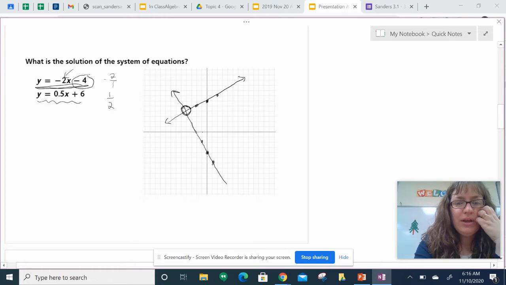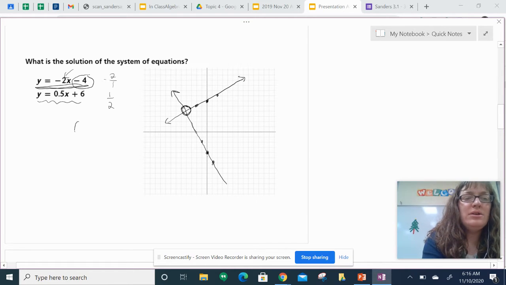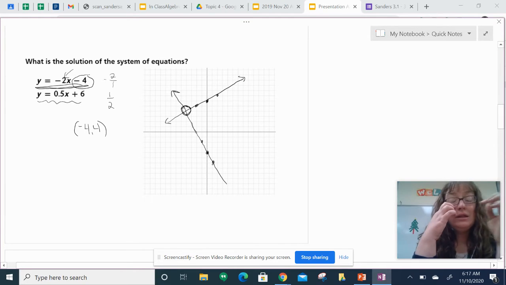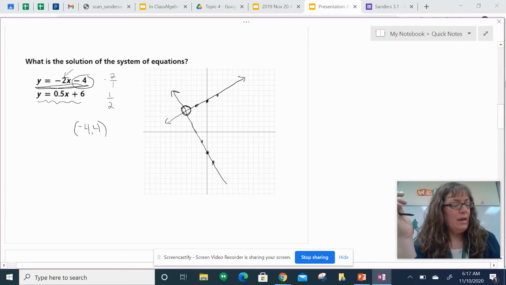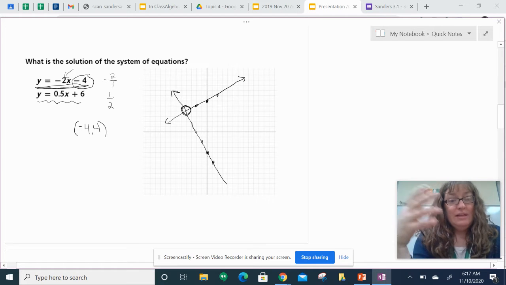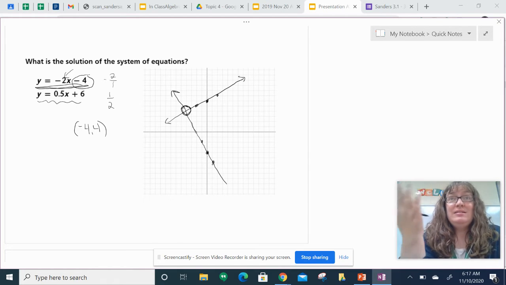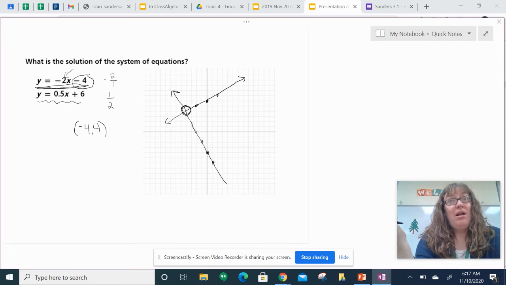So I'm going to take a look and count. First x, negative 1, 2, 3, 4, and then y, 1, 2, 3, 4. It looks like the point negative 4, 4 will be a solution to my system. Now, graphing is a great way to do this because we can see what we're doing. But sometimes if we're not really careful about our graphing, it can be hard to find our solution.